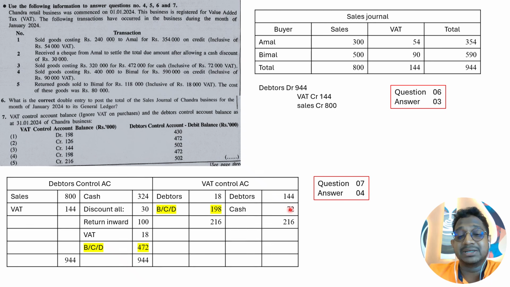Also, you have to credit to the VAT control account. So here, this 144 is the VAT that you collected from credit sales. And here, the 72 VAT is the VAT you collected from cash sales. And then afterwards, Mr. Bimal is returning goods back to you. So then you have to reverse the sales VAT as a return inward. Then you can get the VAT control account balance as 192. The correct answer for question number 7 is answer number 4.